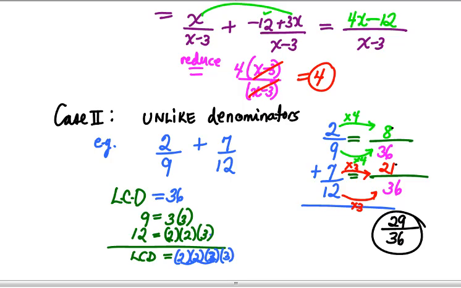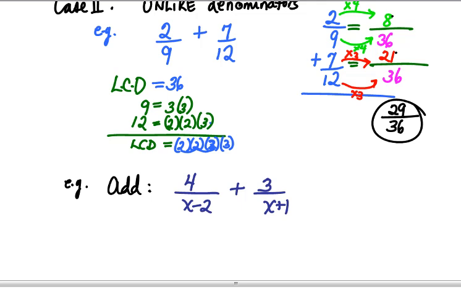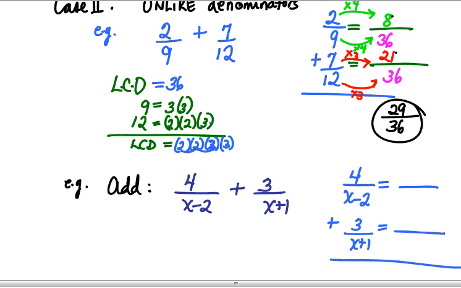We're now going to do this with algebraic fractions. I want us now to add these algebraic fractions. We have 4 over the quantity x minus 2 plus 3 over the quantity x plus 1. My first step is I'm going to write it vertically. 4 over x minus 2 plus 3 over x plus 1. And I'm doing this because this allows me to write it so I can next build the fractions.